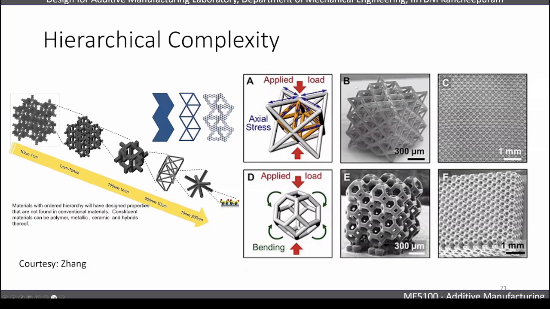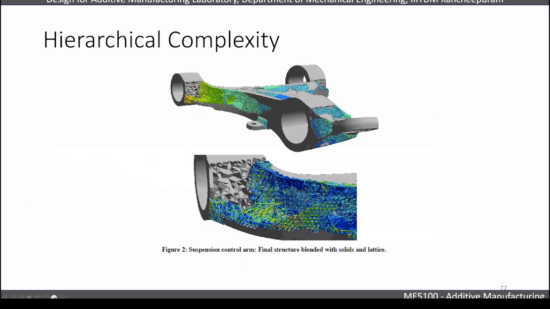And hierarchical complexity, where you can actually integrate multiple structures into one structure, which could give a lot of important inputs in terms of highest strength and weight, highest strength at a reduced weight, right? So these are structures like auxetic structures for metamaterials, for biomedical applications, as well as for industrial applications. You can use these structures, right? So this is a suspension control arm with the structure with filled lattices, and also lattice structures are graded lattices.